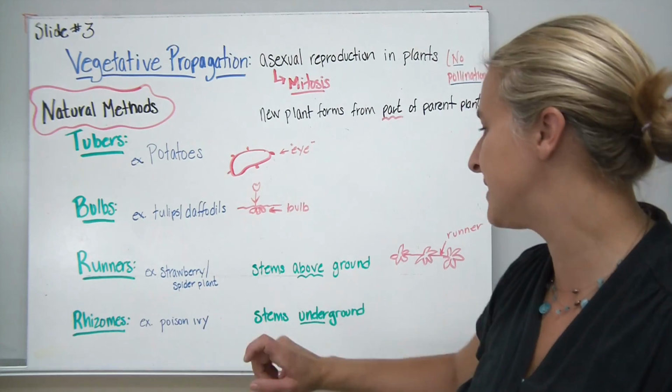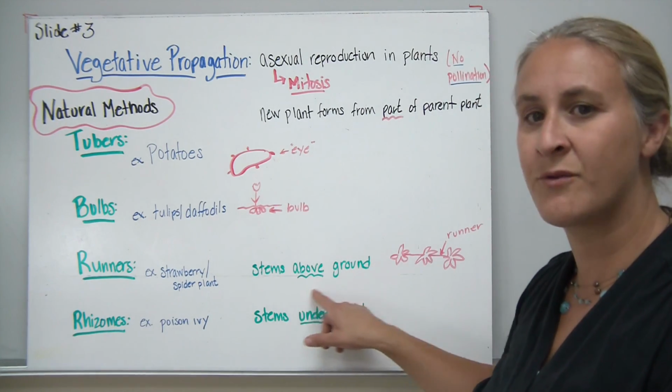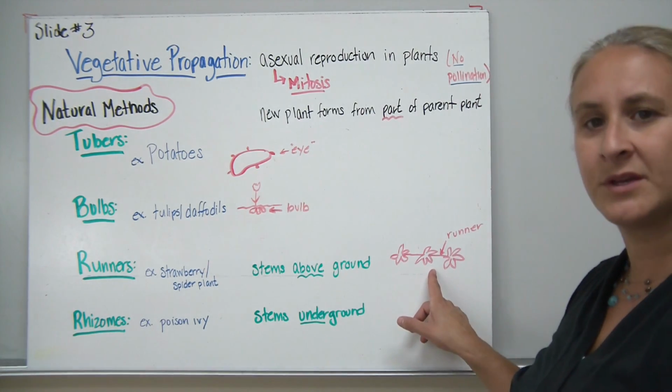Spider plants also do something similar. So these are above ground stems that will grow, called runners.